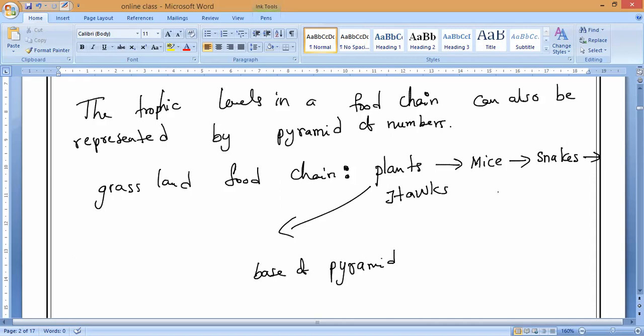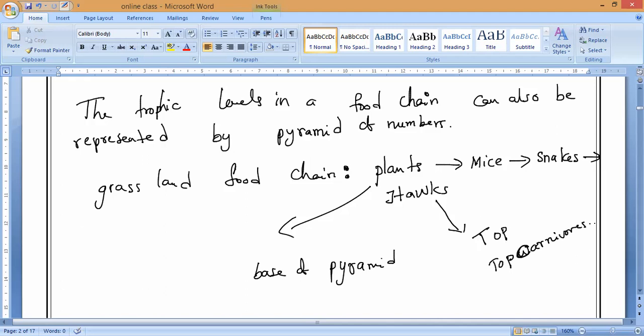And if you take the top of the pyramid, it is formed by whom? The top of the pyramid, guys, is formed by top carnivores. Understanding? A top carnivore. That is what we used to call hawks. Yes or no? Please respond. That is what you need to remember.